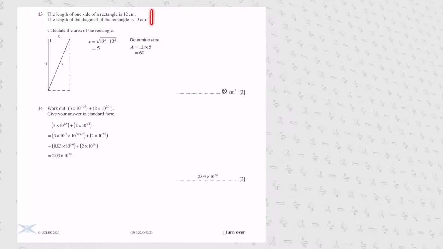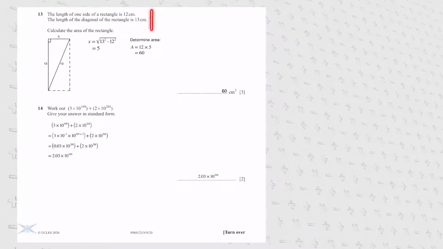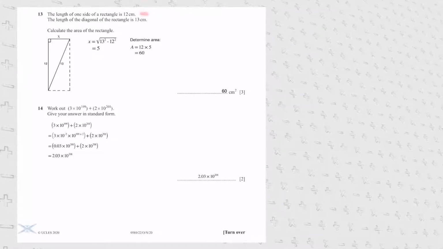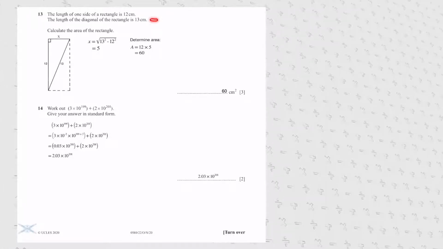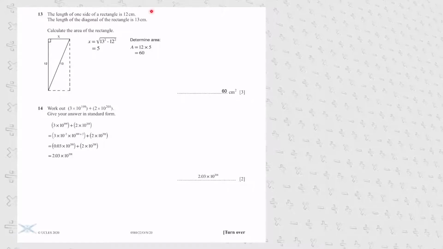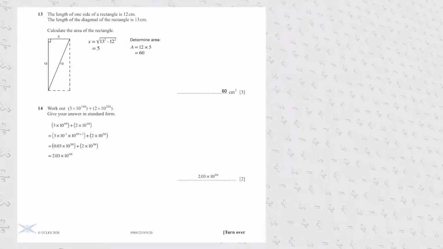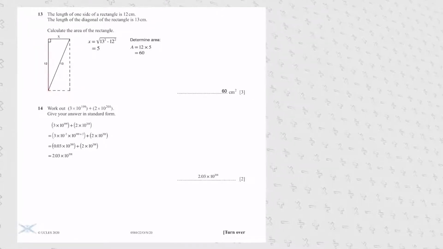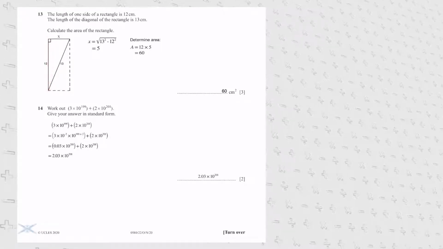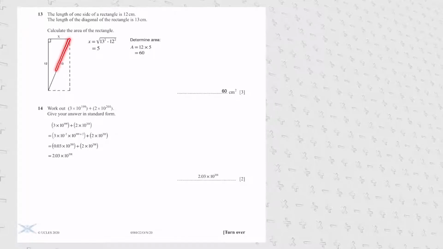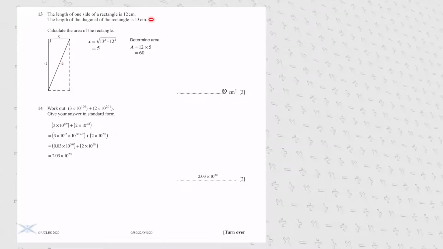Exercise 13 provides us with the following pieces of information. Firstly, the length of one side of a rectangle is 12. Secondly, the length of the diagonal of the rectangle is 13 centimeters. Those pieces of information are translated into this sketch over here, whereby this side here is the side of the rectangle that has the length of 12 centimeters, and this diagonal represents the one described in this statement over here.